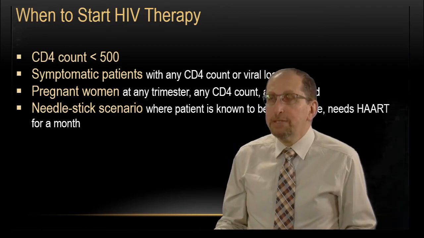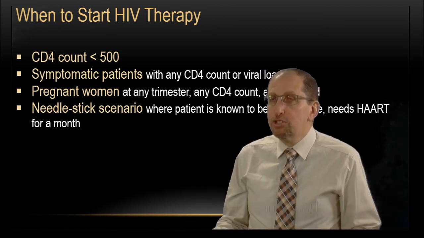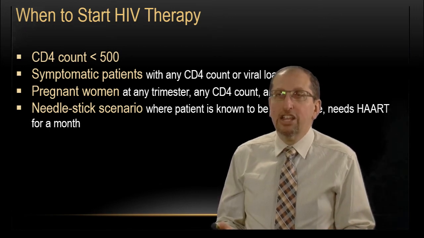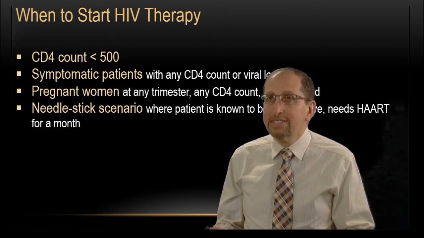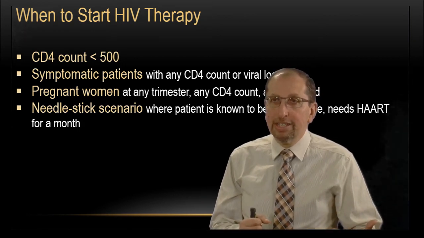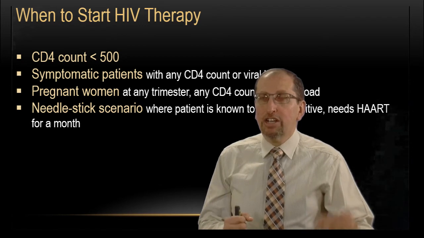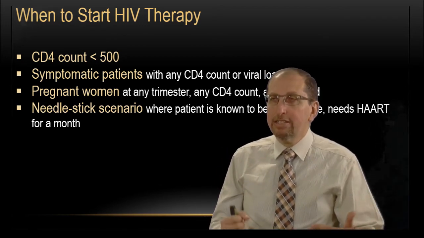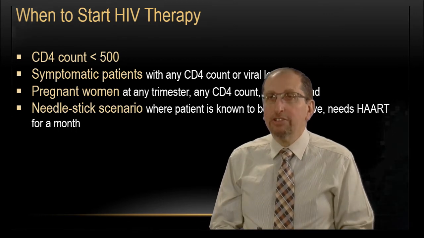What if you developed symptoms? What if you developed opportunistic infections, as we're going to be talking about, and your CD4 count is above 500? This means that this count is too low for you, and this is why you're developing these opportunistic infections. Then we have to start antiretroviral therapy in any symptomatic patient, regardless of the CD4 count.